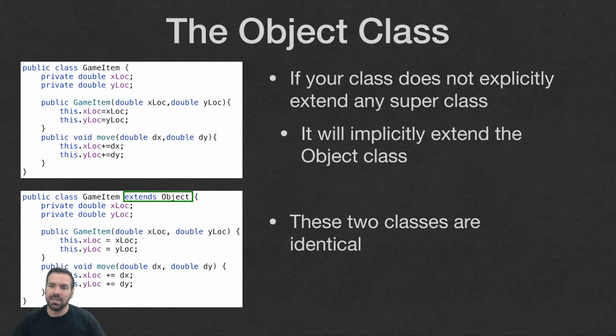And extension and inheritance is transitive. So when we have a health potion that extends game item, which extends object, indirectly the health potion class also extends the object class. So as a result, every single object in Java has the state and behavior of the object class. Every single object ever has the state and behavior of the object class.